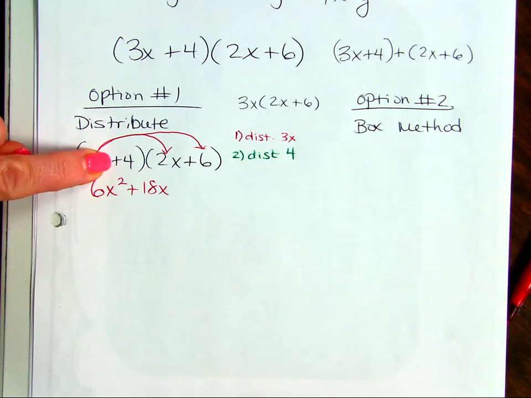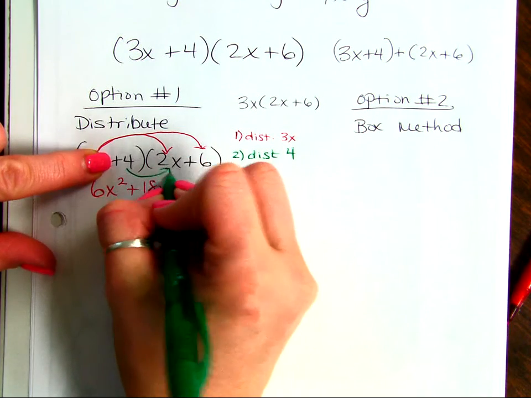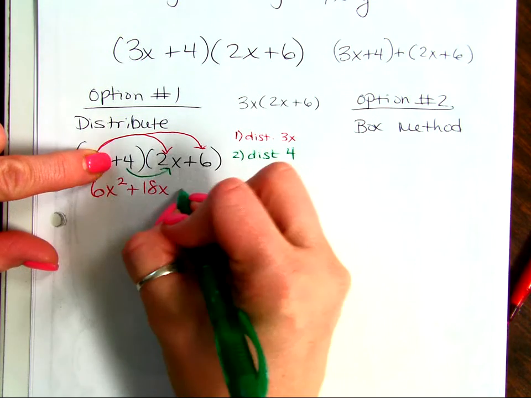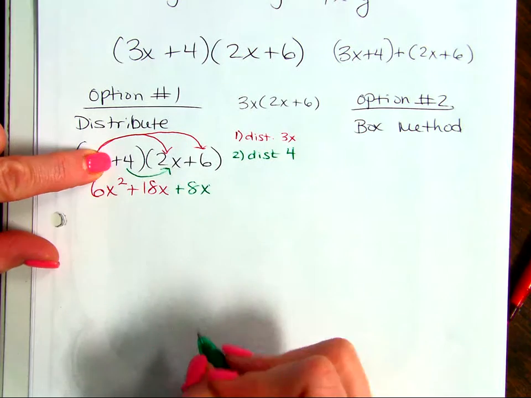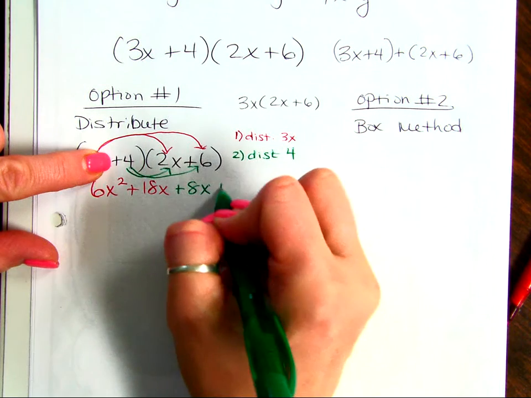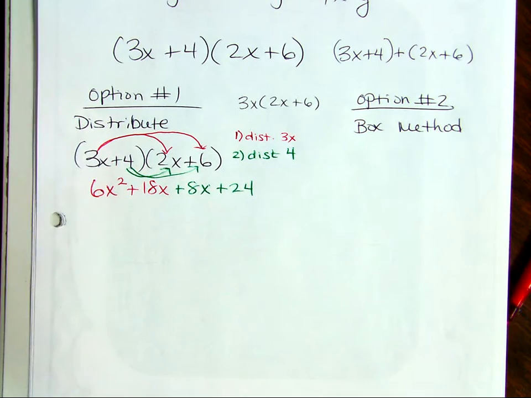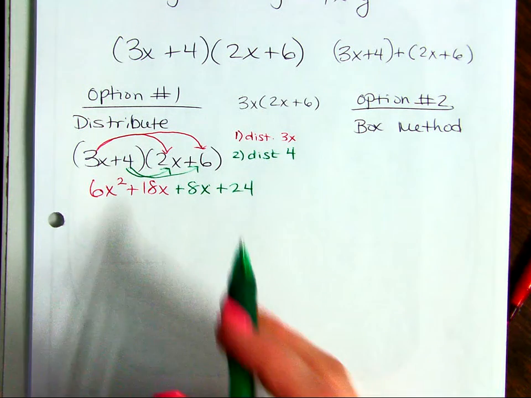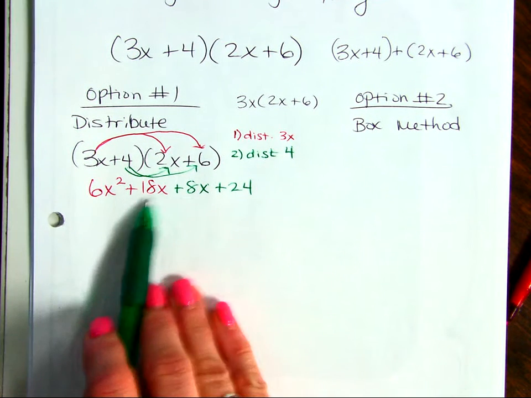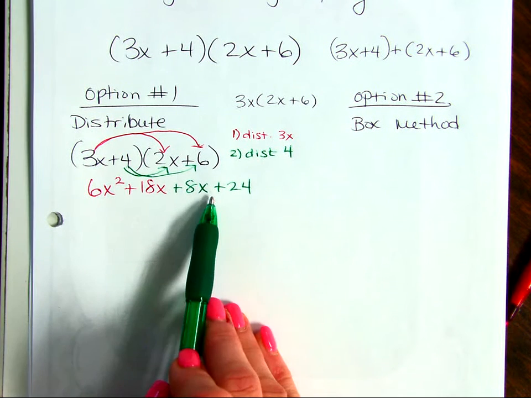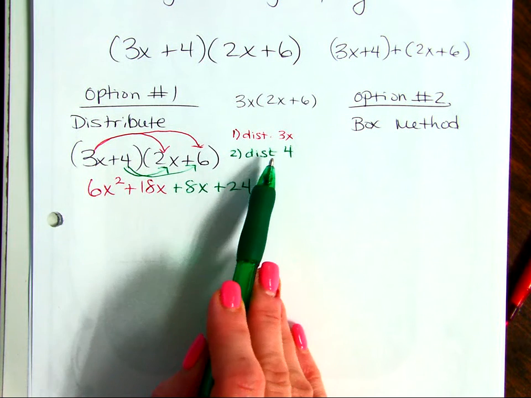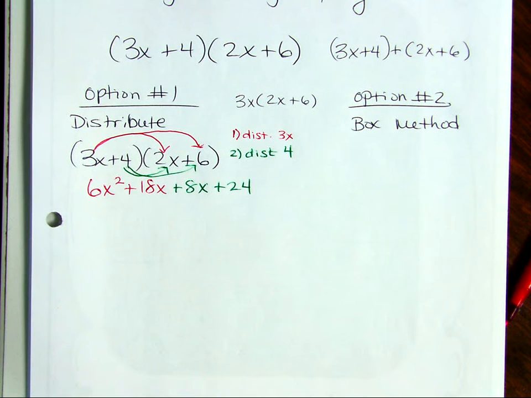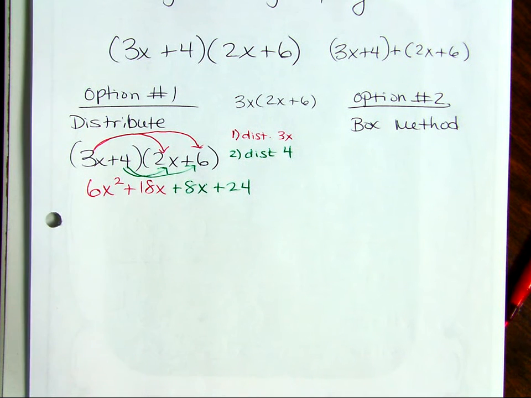So that's going to give me 4 times 2x, which is 8x, and 4 times 6, which is 24. So I color-coded it to kind of show you where the red terms came from, where the green terms came from. I distributed the 3x, then I distribute. So it's like a double distribute, right? Isn't that all it is? It's a double distribute.